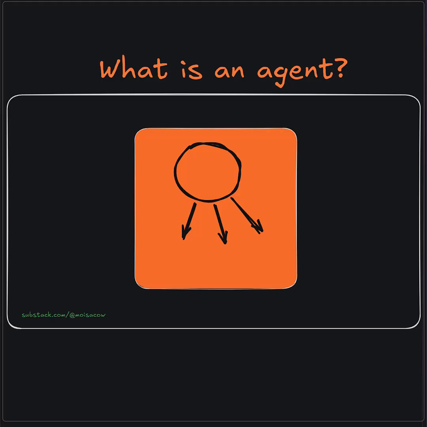So, a very small definition of what an AI agent is. I believe that an AI agent is basically an LLM that has its own context window and can access the real world using tools. Okay, so what is that?